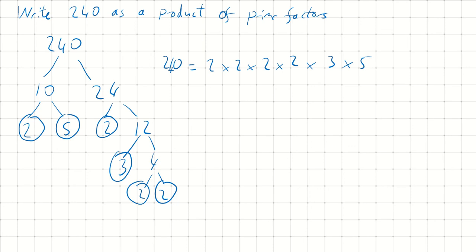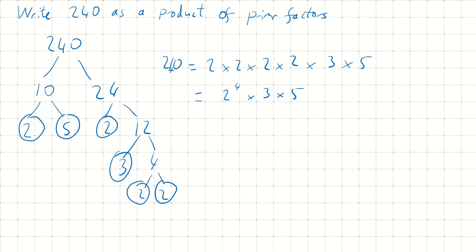Sometimes the question will ask to write as a product of powers of prime factors, which is the same thing, except rather than say 2 times 2 times 2 times 2, we'll just say this is 2 to the 4 times 3 times 5. Okay, and that's basically it.